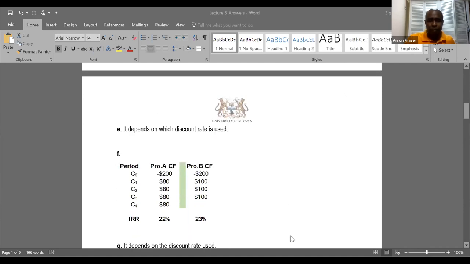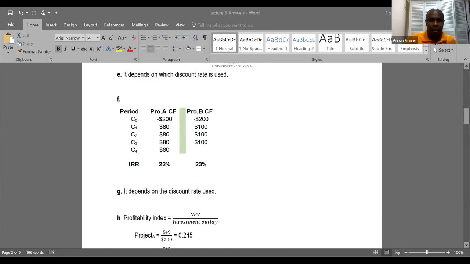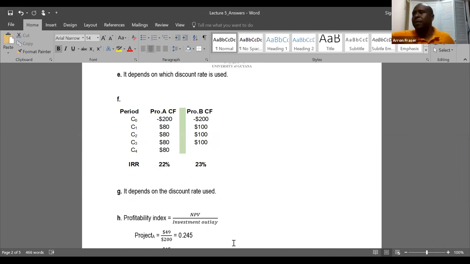So we go to part D, which asks: is the project with the shortest payback period also the one with the greatest NPV? The answer to that question is that it essentially depends on the discount rate that is used. When we used the 11% discount rate, project A had the highest NPV. When we moved to the 16% discount rate, project B had the higher NPV. So the answer depends on which discount rate is used.